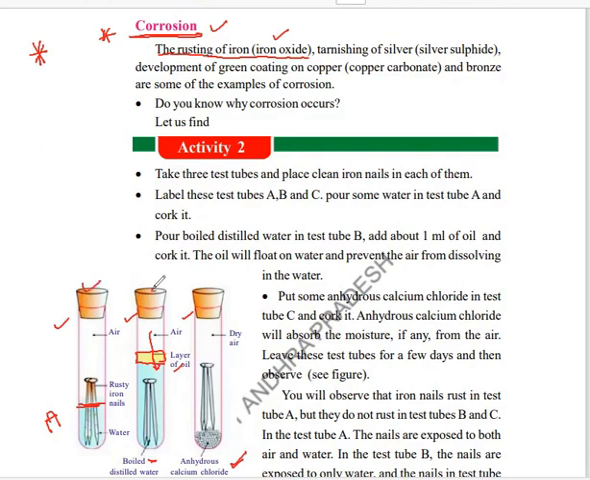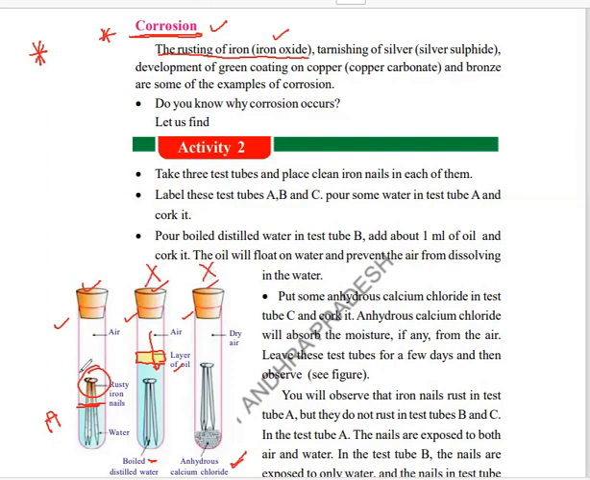Then to all the test tubes, a rubber cork is fixed, and you leave them for a few days. After a few days you can observe that only in test tube A the iron nails have become rusted. In test tube B and test tube C, the iron nails are not rusted.